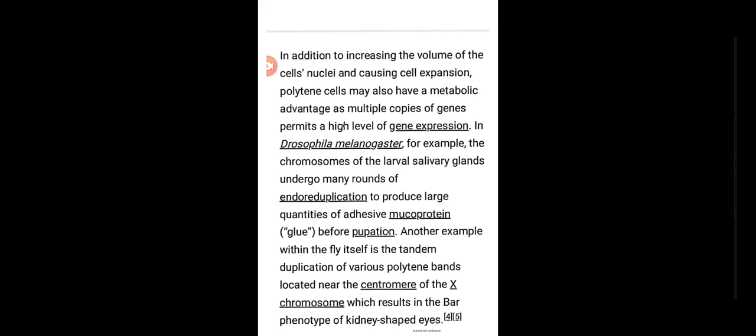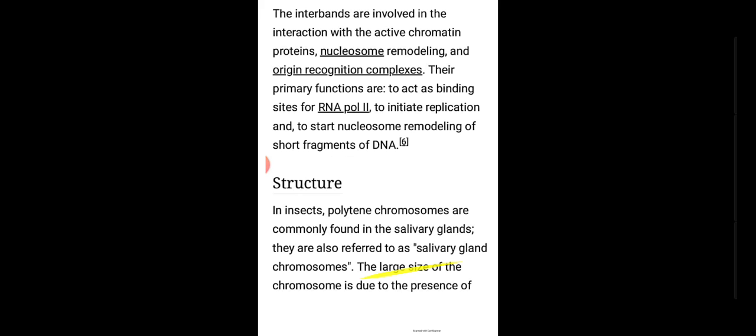In Drosophila melanogaster, for example, the chromosomes of the larval salivary gland undergo many rounds of endoreduplication to produce a large quantity of adhesive mucoprotein before pupation. Another example within the fly itself is the tandem duplication of various polytene bands located near the centromere of the X chromosome, which results in the Bar phenotype of kidney-shaped eye.